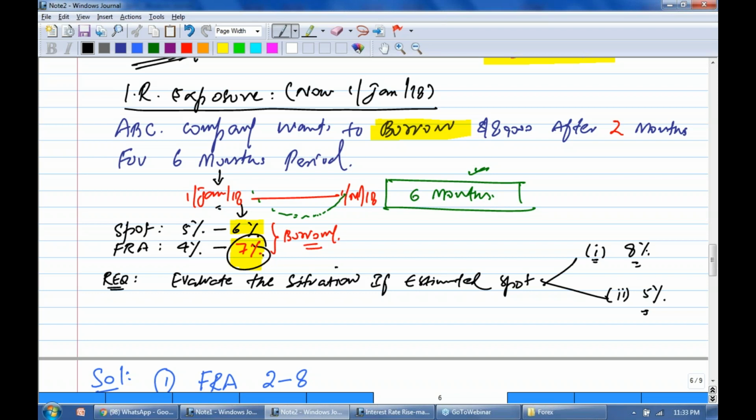Number 2, tomorrow's session timings. Sorry, in fact, I will start at 9 to 1:30. Yes, that is tomorrow's class timing.